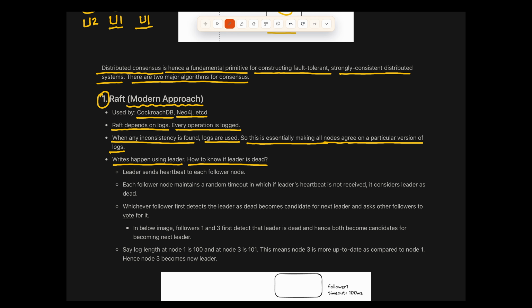Since the leader is a single point of failure and all writes are happening because of the leader, how do we know if the leader is dead? Because if the leader is dead, we cannot do any writes to the system. So the leader sends a heartbeat to each follower node. This heartbeat is nothing but an is-alive message, a simple packet sent from the leader to the followers saying, hey, I am alive. Each follower node maintains a random timeout in which, if the leader's heartbeat is not received, it considers the leader as dead.